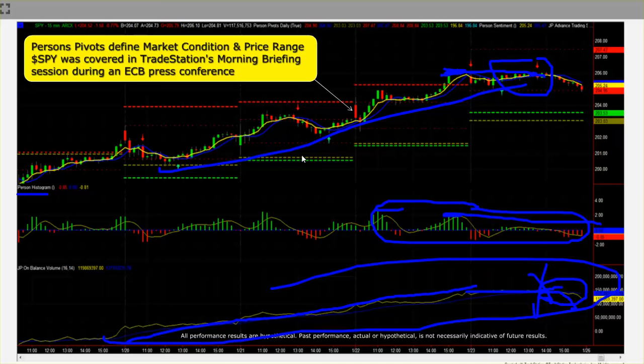Person's pivots help define at the end of one time period. What they do is they give us a defined range of what should be for the next time period.